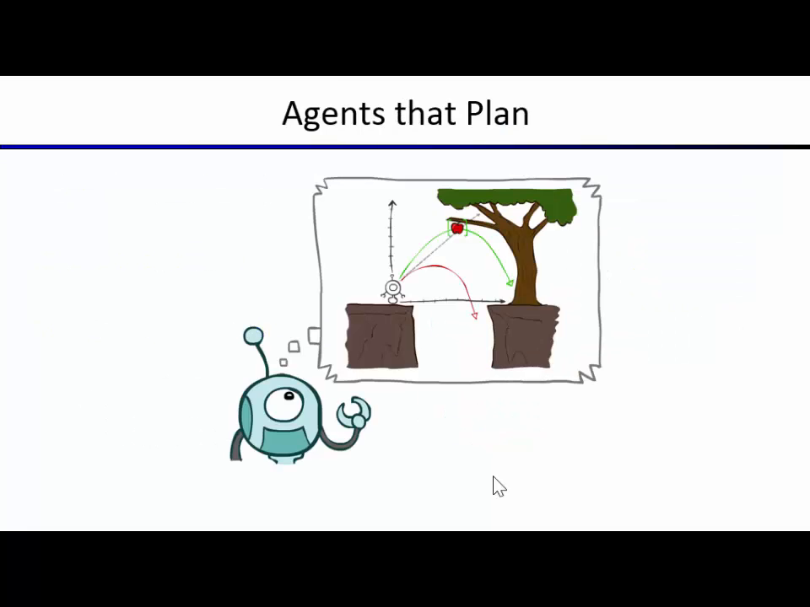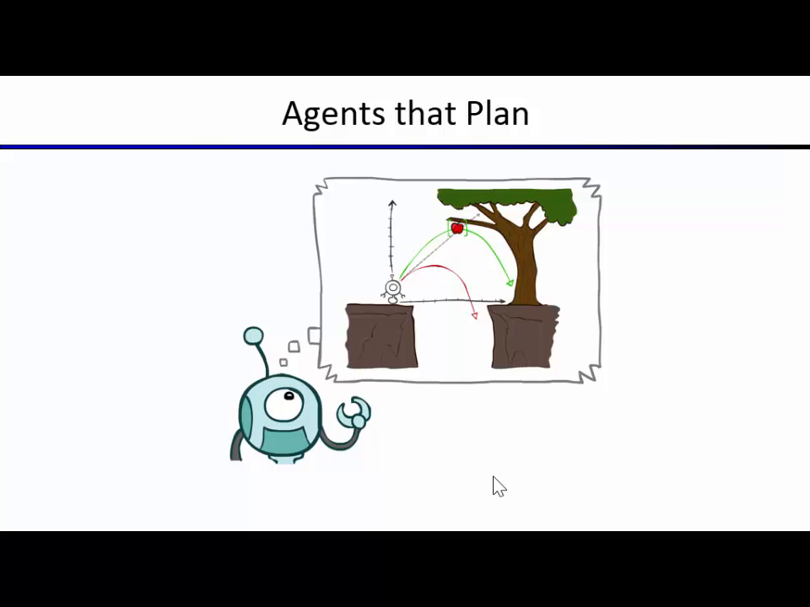So what does it mean to be an agent that plans? Let's say you're an agent and you're interested in eating an apple. And the apple is up in the tree. Now, it might be that this agent has a command that just says, fetch apple from tree, and then all you need to do is execute that command, and that's it.